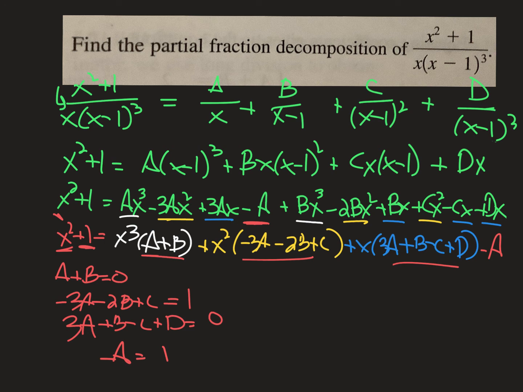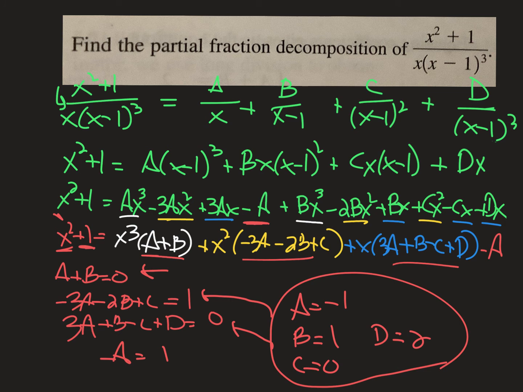Now, knowing that, I know what a is already. A is going to be negative 1. And because the first equation says a plus b is 0, I know b is positive 1. I can plug them both in that equation right there, and it's going to tell me that c is going to be 0. And then I can plug all three of them in here, and it's going to tell me that d is going to equal 2. Now, those are important, very important, but again, they're not the answer.